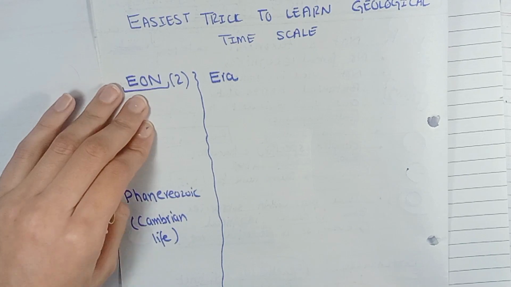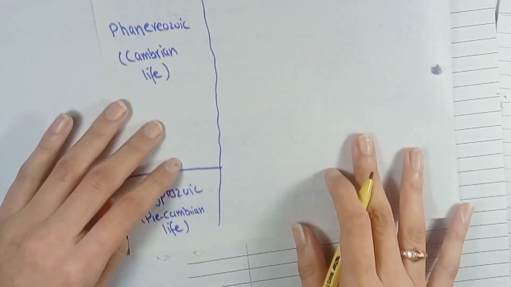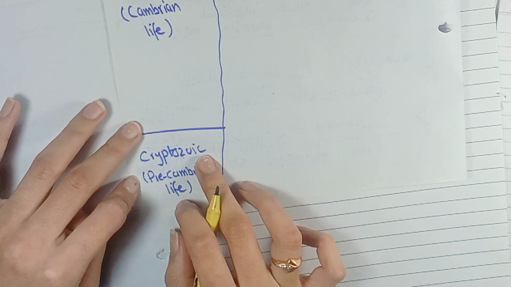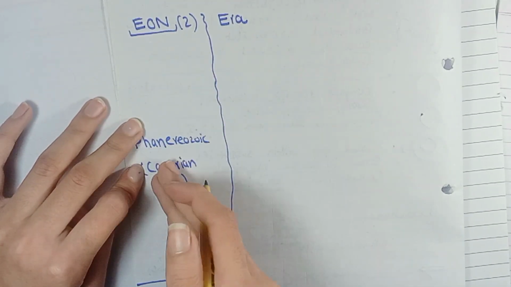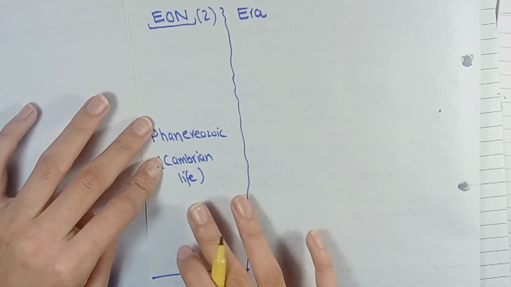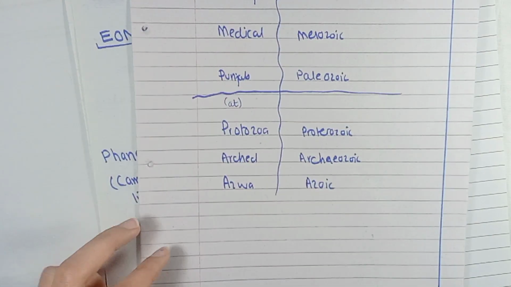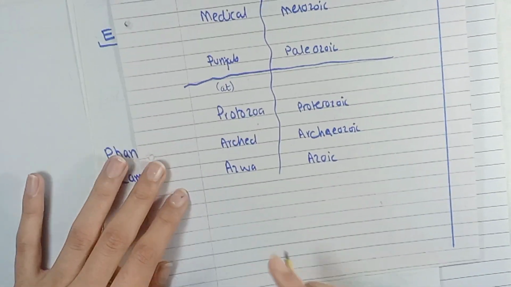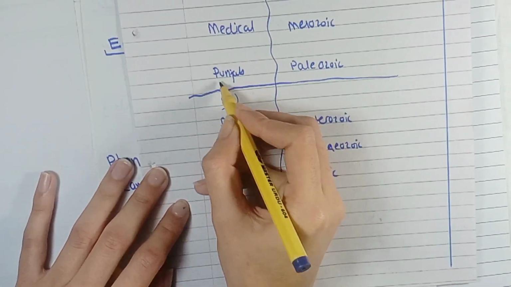Now these eons are divided into eras, and there are 6 eras. 3 of the eras belong to the Cryptozoic eon and 3 eras belong to the Phanerozoic, or the Cambrian life. So how are we going to remember these eras? To remember the eras, we have to learn a line, and that line is this: AZWA arced protozoa at Punjab Medical College.